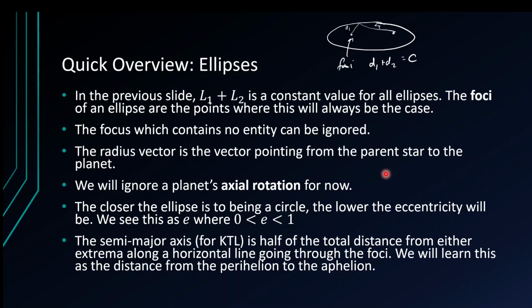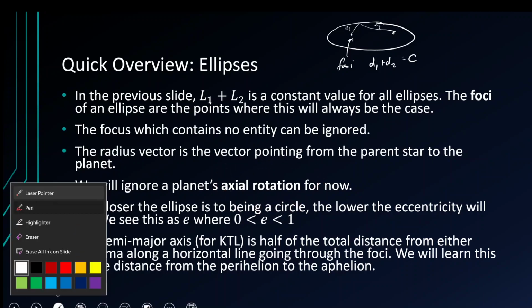The focus, which contains no entity, can be ignored. So it's not like the planet is on the second foci. The planet's actually going around the elliptical path, but the second foci doesn't actually matter too much. So the radius vector is the vector pointing from the parent star to the planet, and we will ignore what's known as a planet's actual rotation.